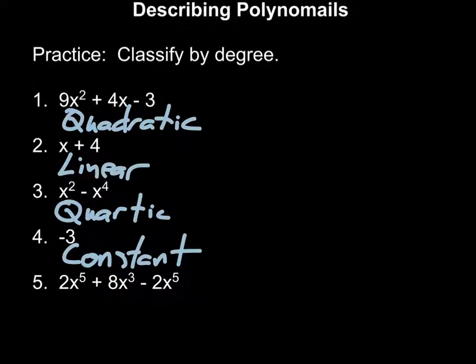And finally, in number 5, what is the degree in number 5? So number 5, at first we might think it's quintic, but remember that we actually have to simplify the expression first. And notice in this case, we have 2x to the 5th minus 2x to the 5th. That would become a 0. So if I simplified this, the whole thing would just equal 8x cubed. So it's cubic, yes.